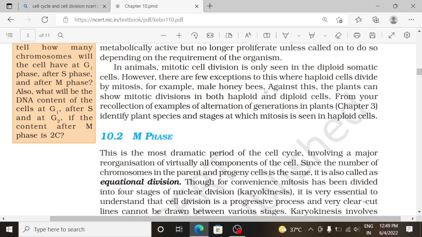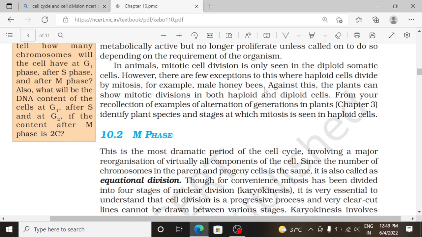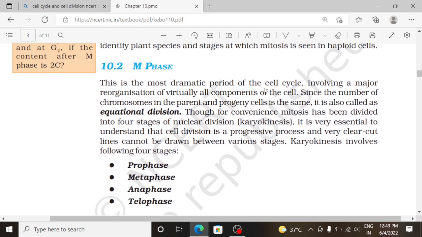From your recollection of examples of alternation of generations in plants, identify plant species and stages at which mitosis is seen in haploid cells. M phase.